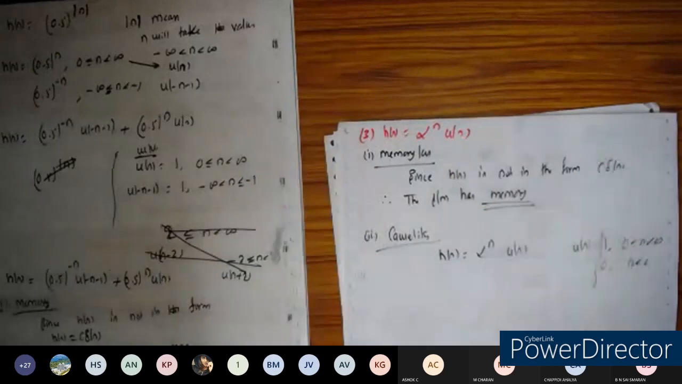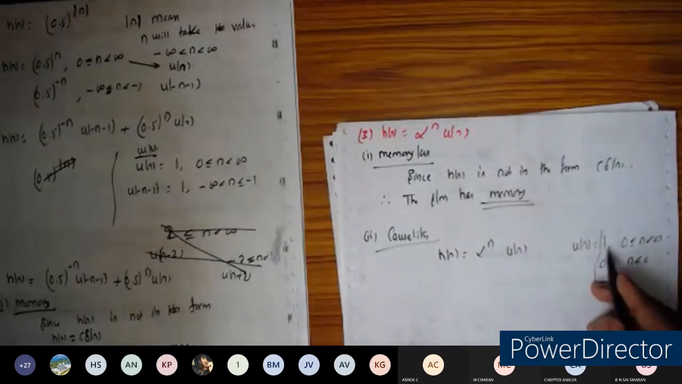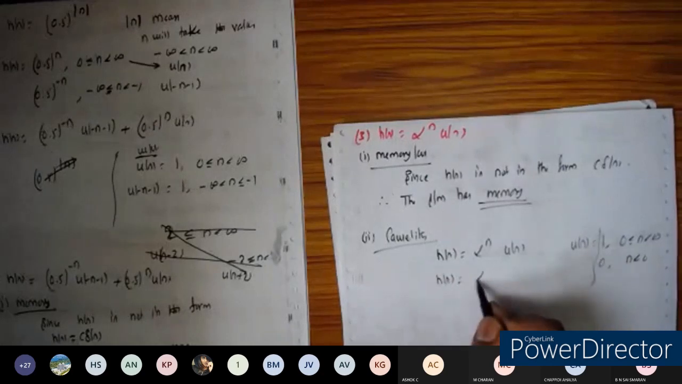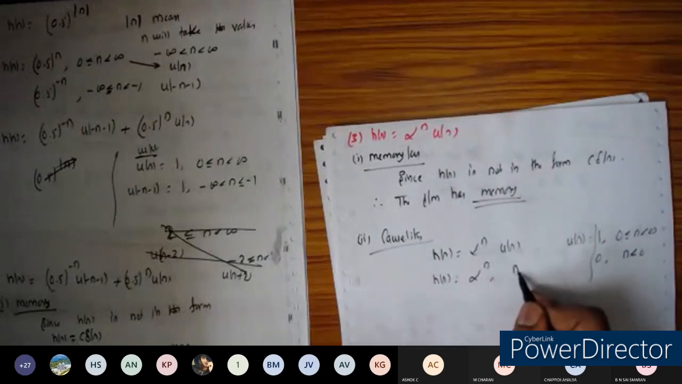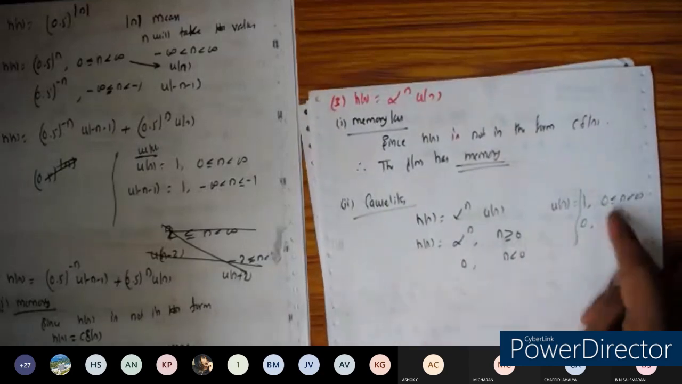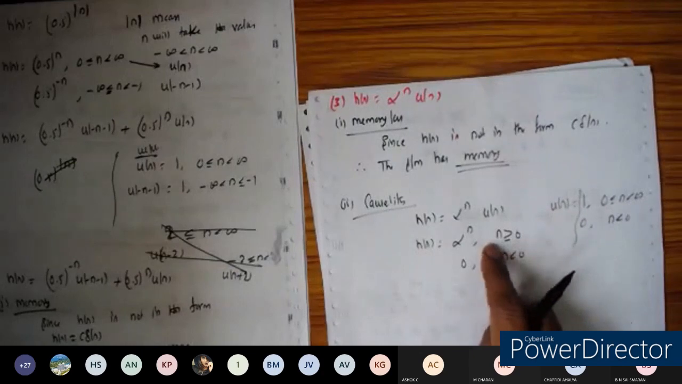So it will be defined like this. Since for n less than 0, h of n is equal to 0 here. So it is equal to alpha to the power of n for n greater than or equal to 0, and 0 for n less than 0. Since h of n, by combining this condition, I am going to incorporate here u of n.